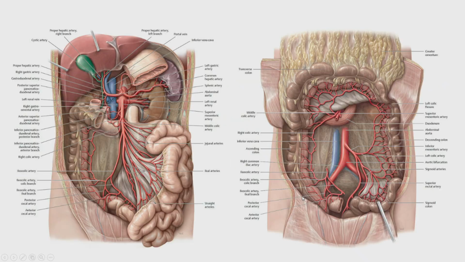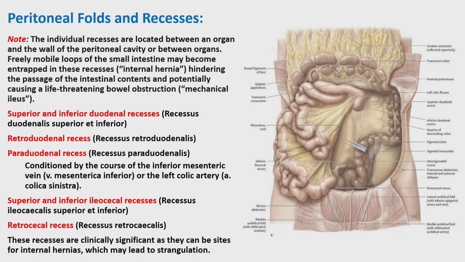lymphatic drainage is to the mesenteric nodes. So this is a table, and here is the superior mesenteric artery, and here is the inferior mesenteric artery, which are the two main arteries for the blood supply of the inframesocolic part. It means below the attachment of the mesentery to the transverse mesocolon.